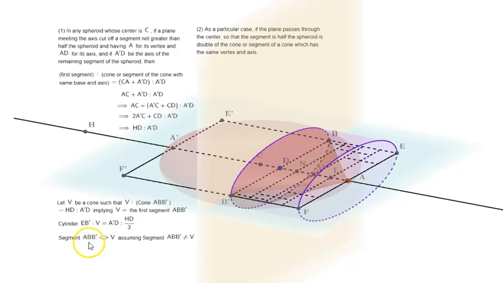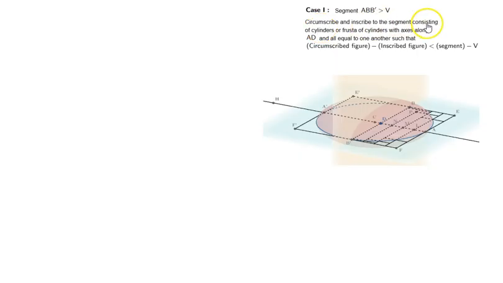Now let's take these two cases. We are going to prove that segment ABB prime is not less than V, and that segment ABB prime is not greater than V. Since it is neither greater nor less than V, the conclusion would be that it is equal to V. Now let us take case 1 first, where we assume that segment ABB prime is greater than V. So now we circumscribe and inscribe to the segment figures consisting of cylinders or frustums of cylinders with axes along AD and all equal to one another, such that the circumscribed figure minus the inscribed figure is less than segment minus V.